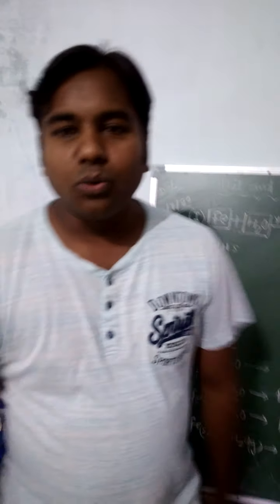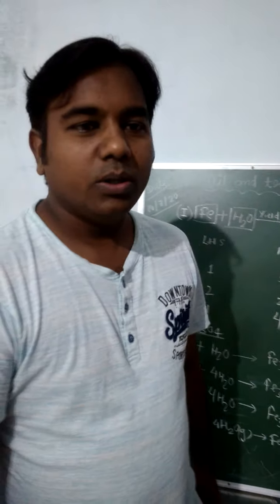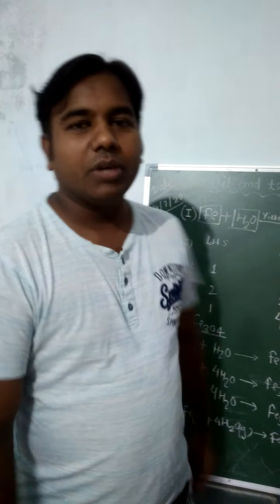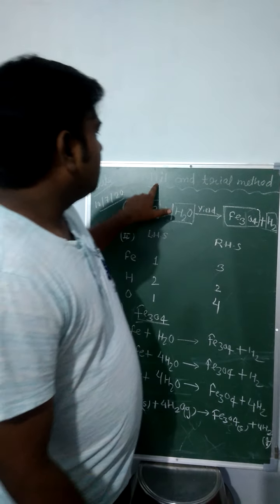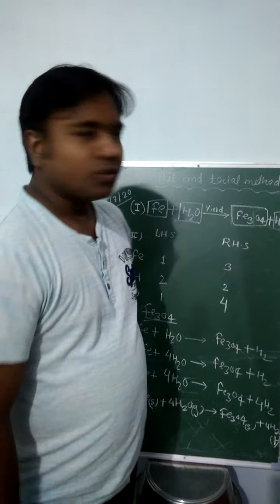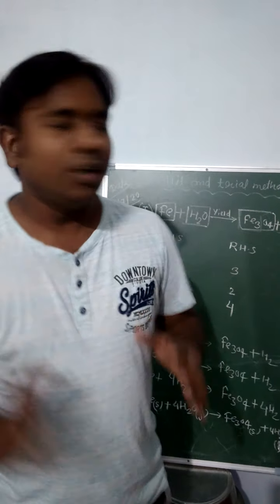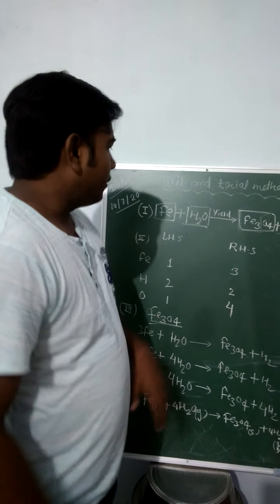Hello student. Today I am going to explain balancing a chemical equation. For balancing a chemical equation, we are taking a method. What is the name of this method? Hit and trial method. Through this method, you can easily understand how to balance a chemical equation.